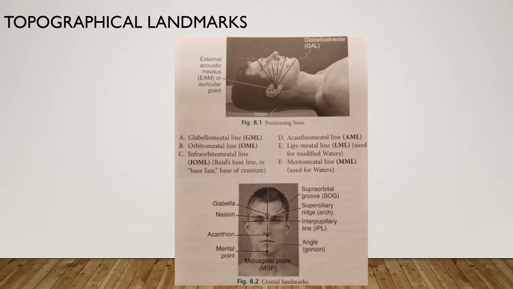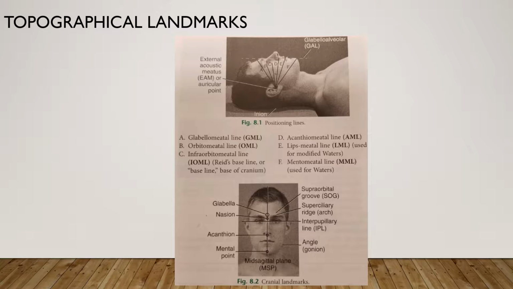I'm actually going to go to the bottom diagram first. So the glabella is going to be just above the nose. That is the positioning point, the glabella. If you come down just below the glabella, there is a little portion that is called the nasion, and we're going to be using the nasion quite a bit also. If you come down below the nose, that is called the acanthion.